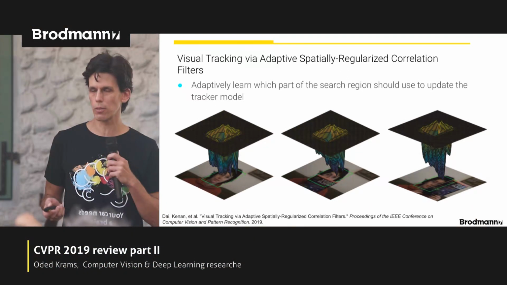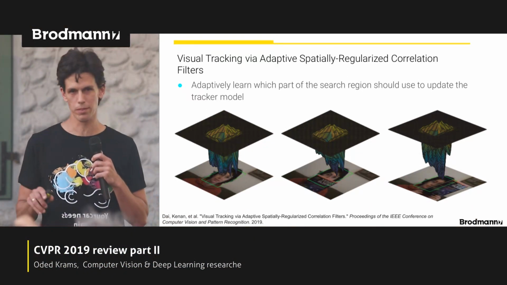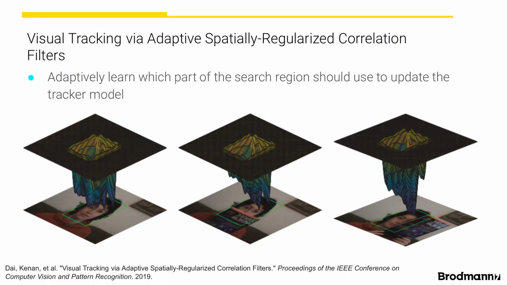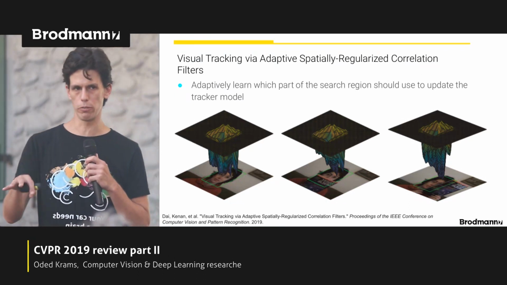The last paper I'm going to talk about is the only one that is not deep learning. It's using a correlation filter, which is a big topic in the object tracking task. It's based on the KCF tracker, if anybody knows it. It's a famous tracker. And the main innovation in this paper is that they adaptively choose which part of the bounding box we need to learn from.